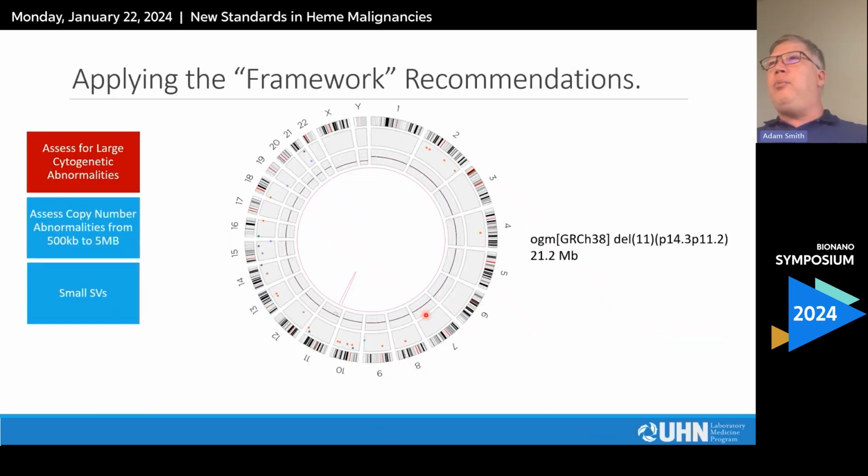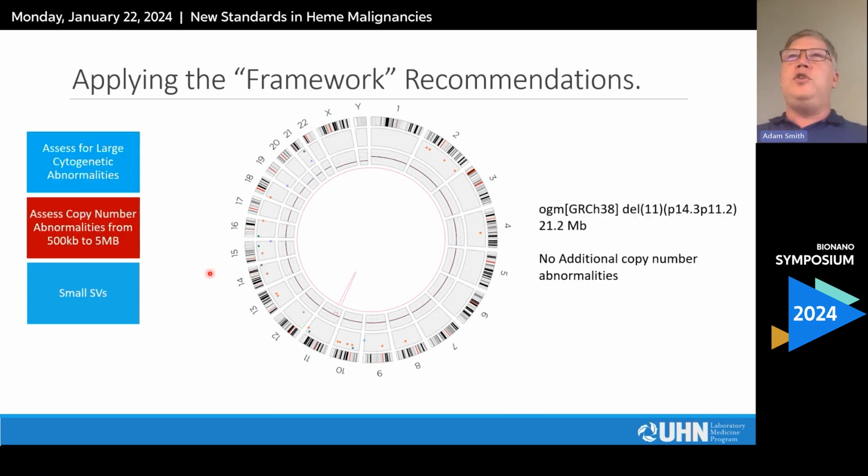So when we apply the framework, for example, here's some data. You can see our circus plot. You can see an SV call here in the middle ring with an accompanying copy number call. So this is a deletion on chromosome 11p. So we're just looking for large cytogenetic abnormalities in our first step. And we have a little look around, and that's basically all we can see. So there we go. We've got our first abnormality.